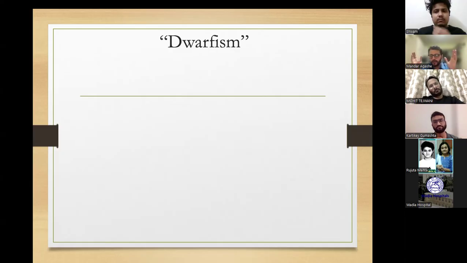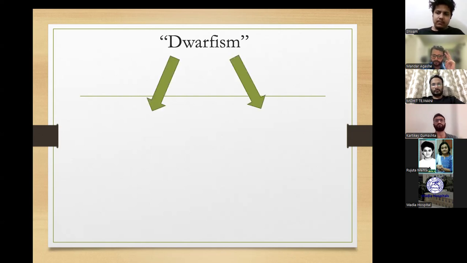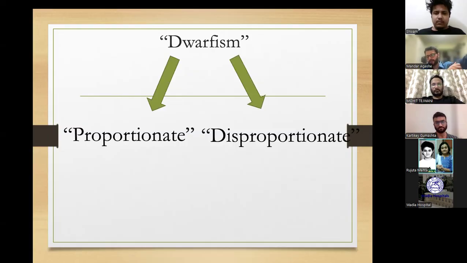So if you look at the politically incorrect word dwarfism, initially it was grouped under dwarfism or short stature. There are two types of dwarfism: proportionate dwarfism and disproportionate dwarfism. So Shivam, can you tell me what is proportionate and disproportionate? Proportionate is when both the trunk and the limbs are short, sir. And disproportionate is when the limbs are short, but the trunk is of normal height.